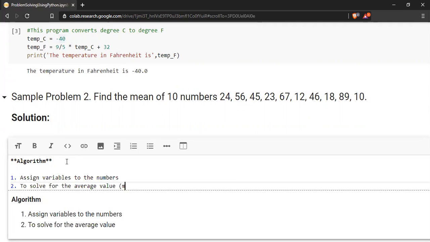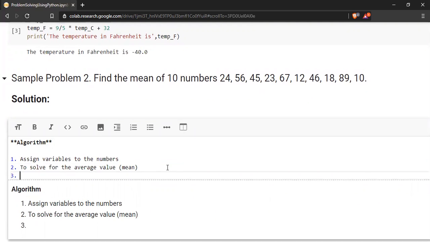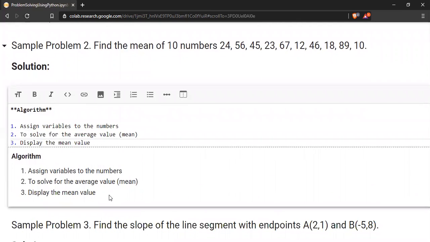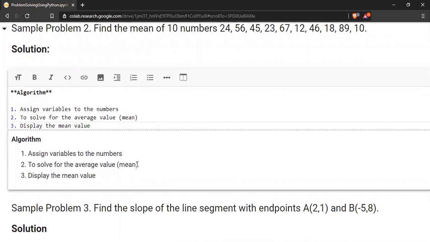When you say average value, it refers to mean in statistics. Okay, number 3. After finding the mean, what are you going to do next? Right, you display the mean value. So we are going to display the mean using the print function. So this is our algorithm. It looks easy, no? But again, we are going to solve for the mean in this case.